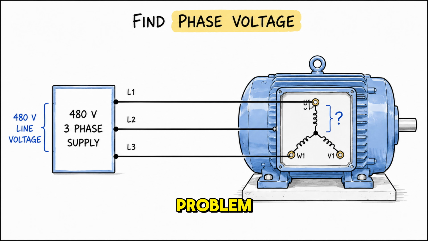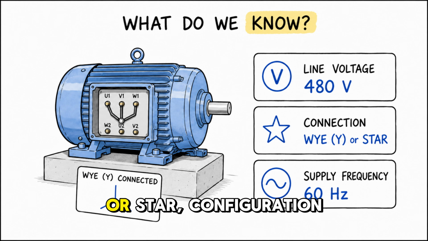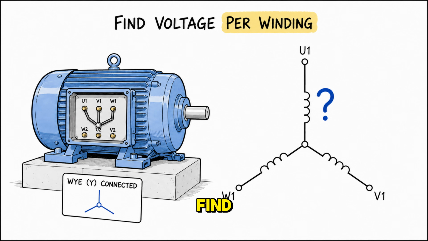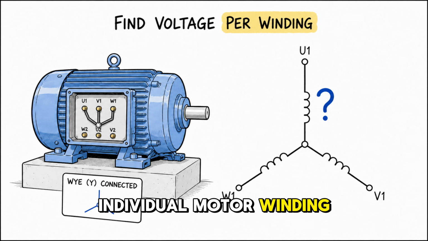Here is the problem. An engineer receives a 480-volt three-phase supply. He needs to know what voltage each winding of a Y-connected motor will receive. Calculate the phase voltage. Let us write down what we know. We know the line voltage supply to the panel is 480 volts. We know the motor is connected in a WYE or star configuration. And we know the supply frequency is 60 Hz. Now let us write down what we need to find. We need to find the phase voltage across each individual motor winding.